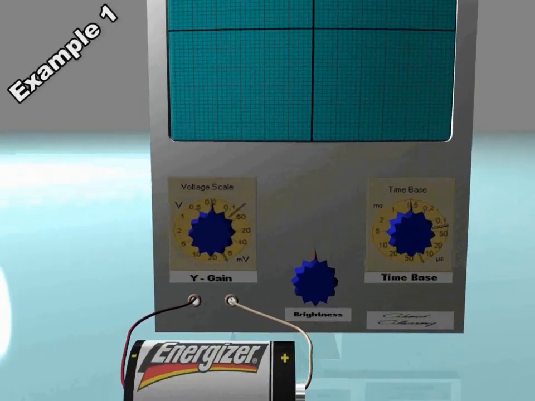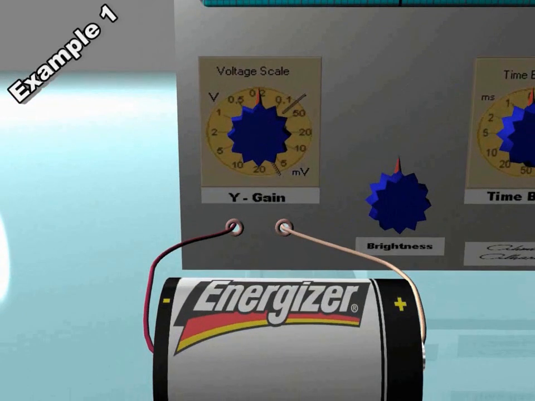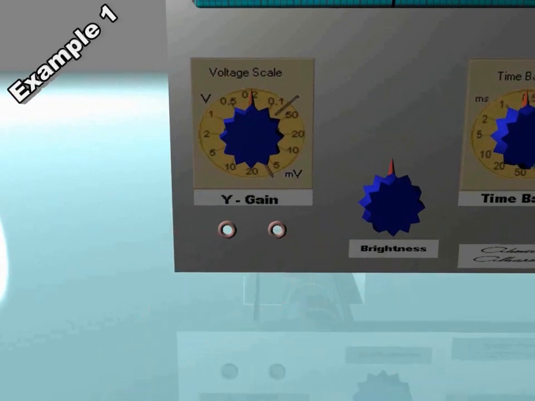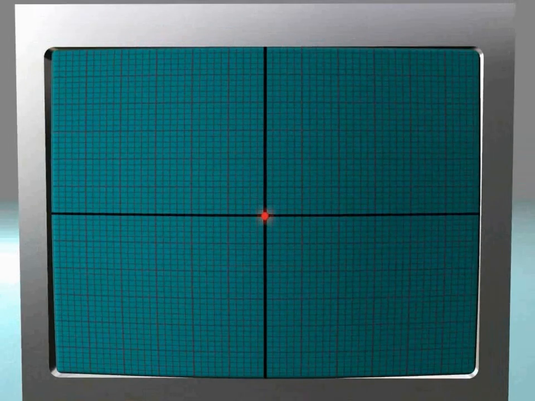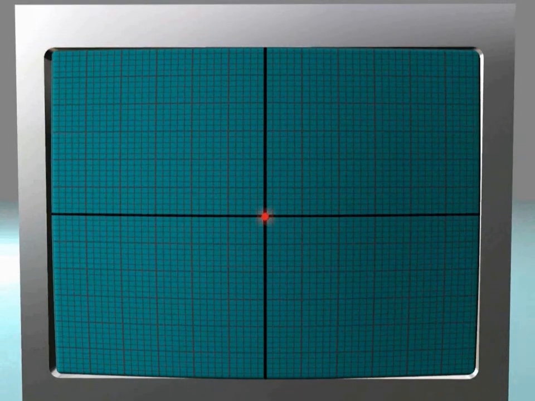Example number 1. Here we will remove any inputs from the Y input, and the time base is off. This will show a spot in the center of the screen. This is because the beam of electrons is not deflected anywhere, so it falls on the center of the screen.